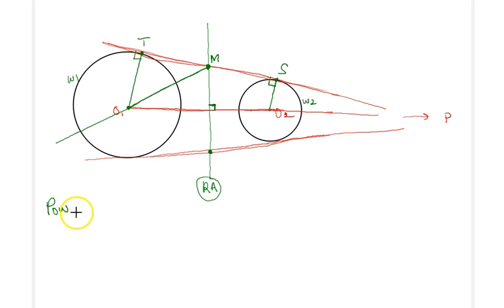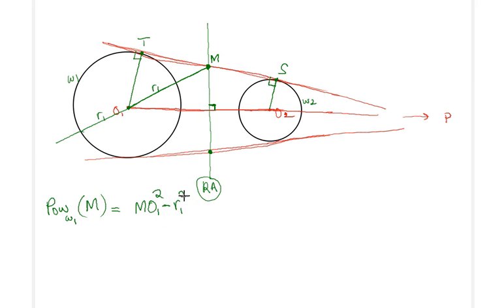So therefore the power of the point M with respect to omega 1 would be simply equal to, if you remember, MO1 plus R, which is R1, I should say probably, times MO1 minus R1. So let me write that down. Therefore it would be MO1 squared minus R1 squared.